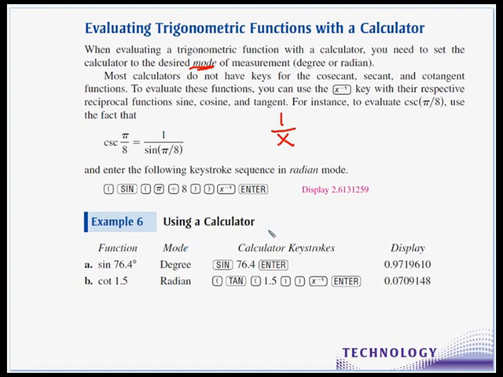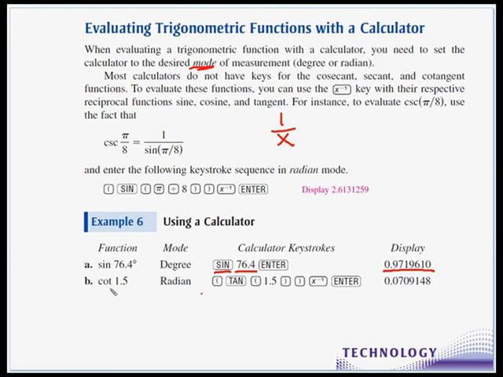Here's just a couple you can try on the calculator. Make sure you're pushing the buttons correctly. It says find the sine of 76.4 degrees, so we want to make sure we are in degree mode. We just punch in the number 76.4 and hit the sine key. And the display should have 0.971961. If you don't get that, the first thing I would check is your mode. Make sure you are in degree mode.